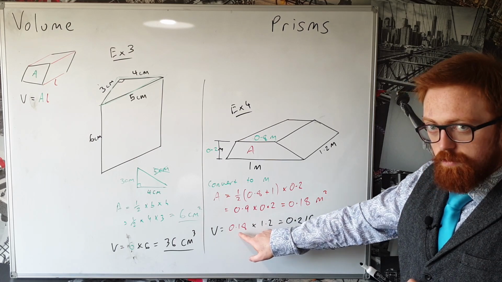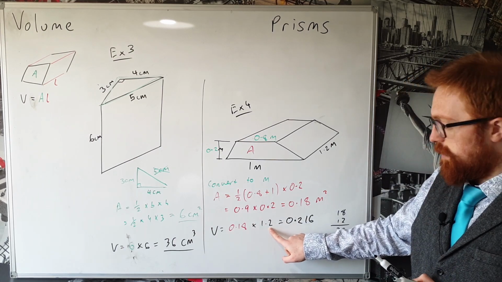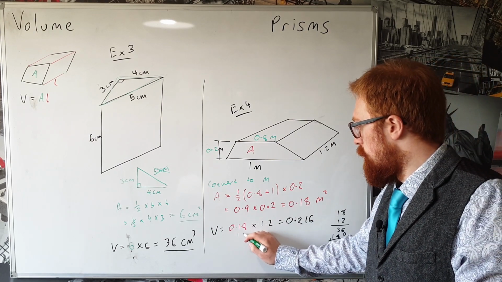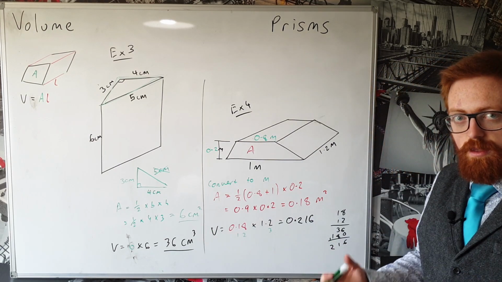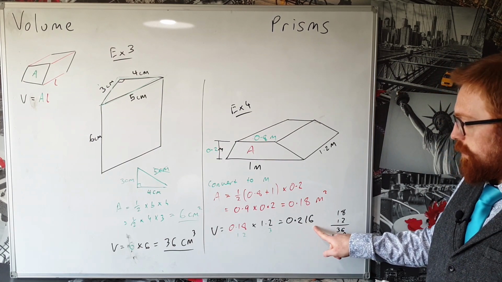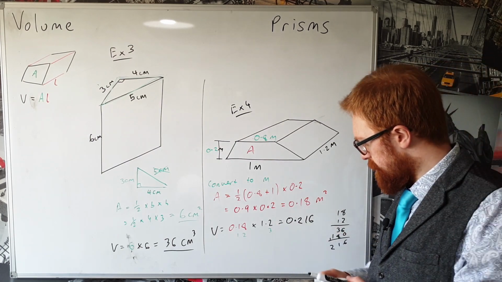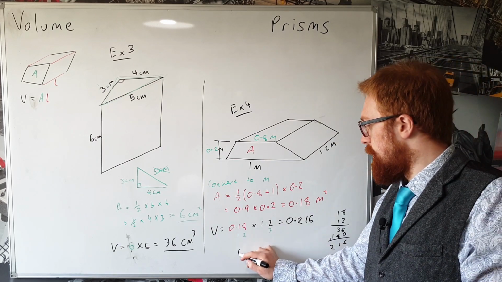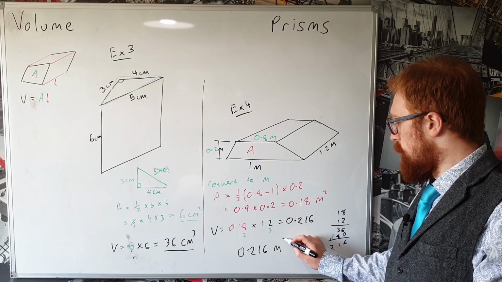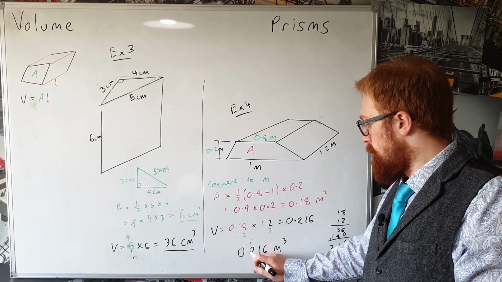A slightly simpler way to remember that, not quite as rigorous, but it certainly works generally, is we've got 2 numbers after the decimal point here, 1 number after the decimal point here. So altogether, we've got 3 numbers after the decimal point. So in our answer, we should have 3 numbers after the decimal point, which we do. So our final answer is 0.216 meters cubed. Lovely.